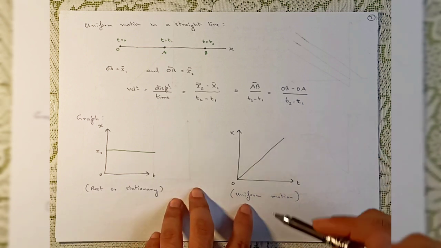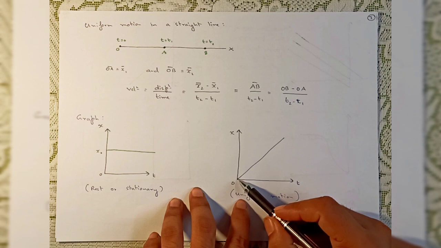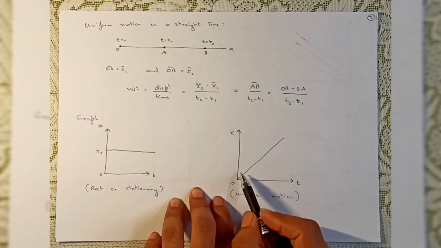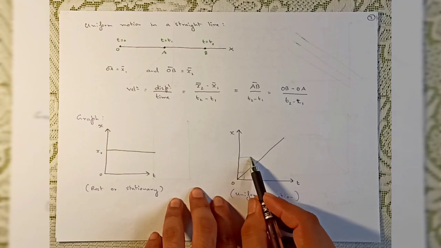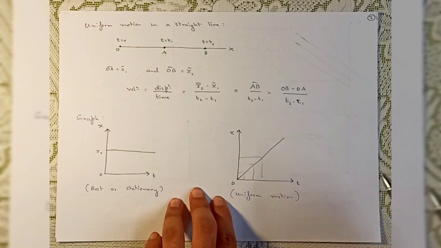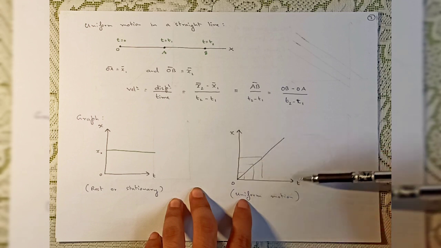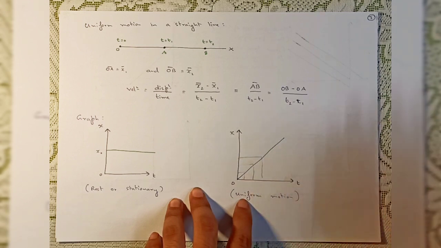And then uniform motion. Here you see that it is increasing. The position of the body is increasing with time, linearly in this fashion. So hence this graph is indicating that the body is moving with a uniform motion.